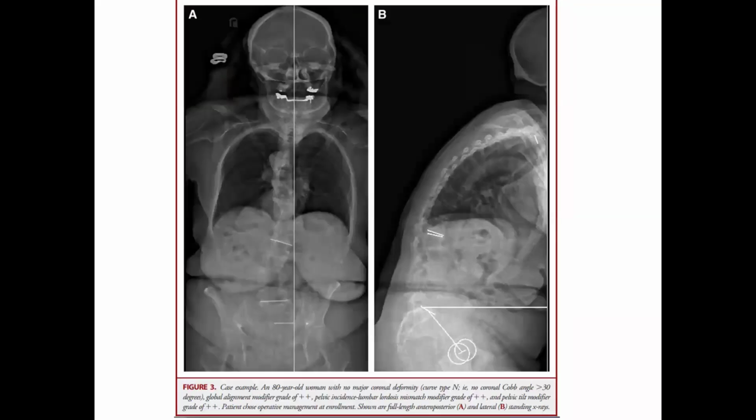In this patient, we can see the coronal offset of more than 4 centimeters, and there were no major curves. All the curves were measured less than 30 degrees, so the patient's curve type is type N. There is no coronal curve angle more than 30 degrees. That's why it's considered type N. And the global alignment modifier is 2 plus because it's more than 9.5 centimeters. And the mismatch was 2 plus.